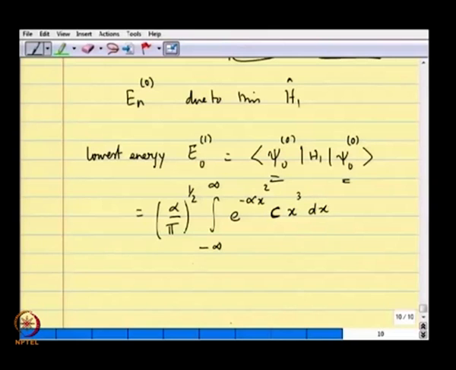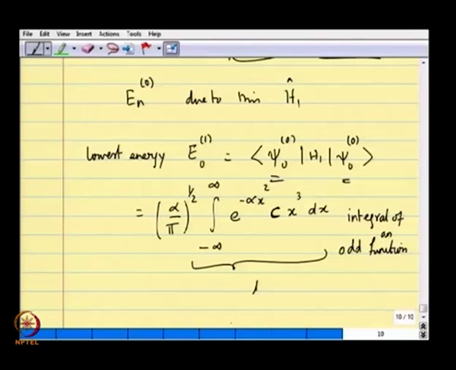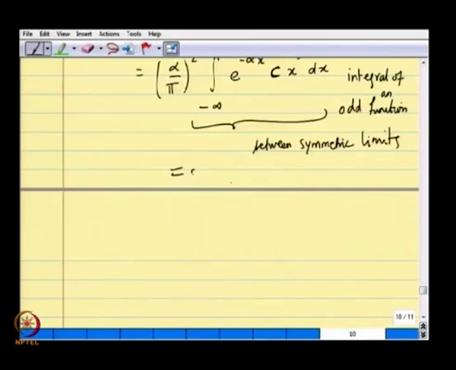Okay. Again by symmetry one can say immediately that this is an odd function, the integral of an odd function between symmetric limits, minus infinity to plus infinity. Therefore, the answer is that this integral is 0. There is no first order correction.